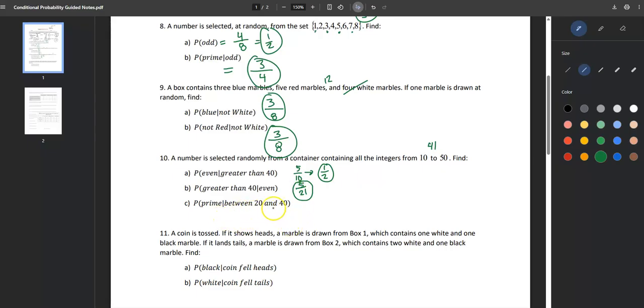And then these last ones, numbers between 20 and 40. There are 21 of those because you got to count both 40 and 20. And how many of those are prime? So prime numbers between there would be 23.